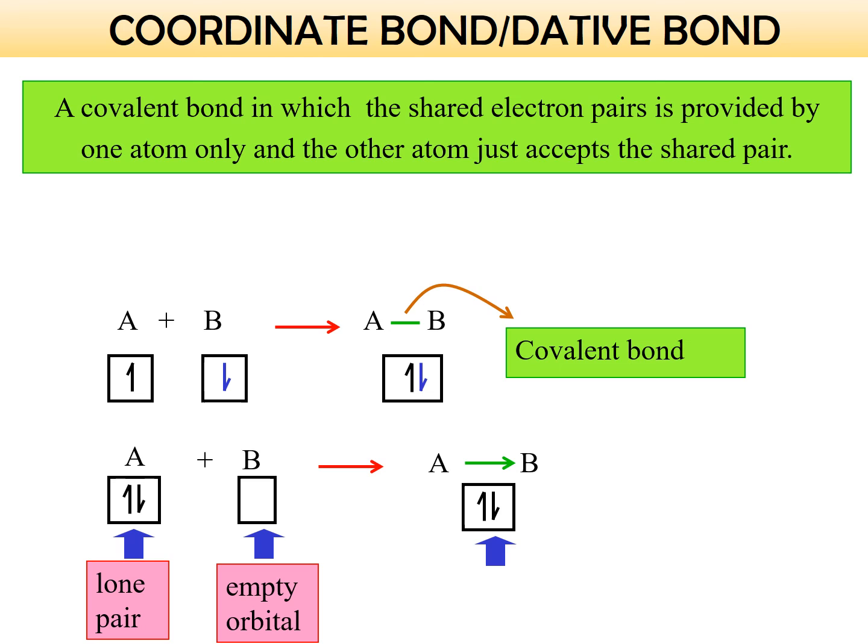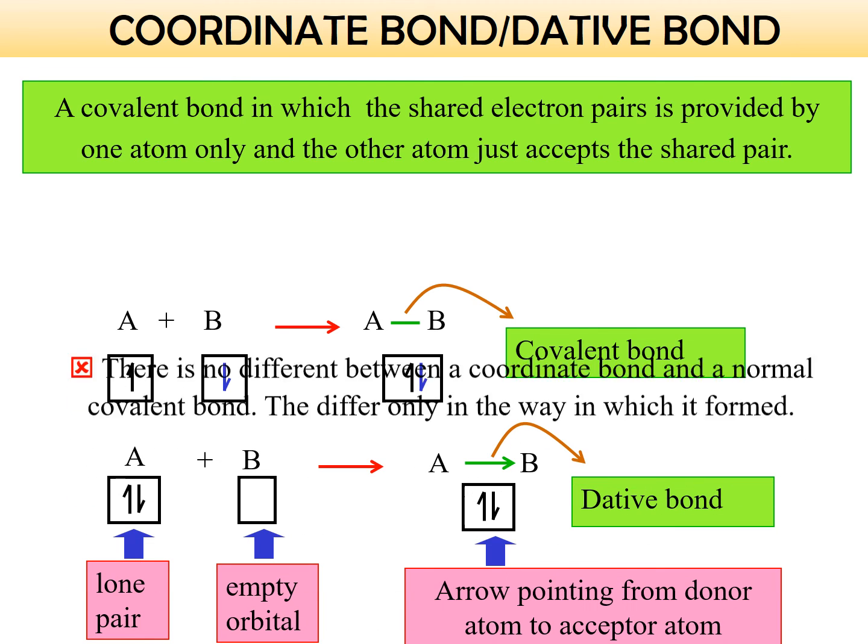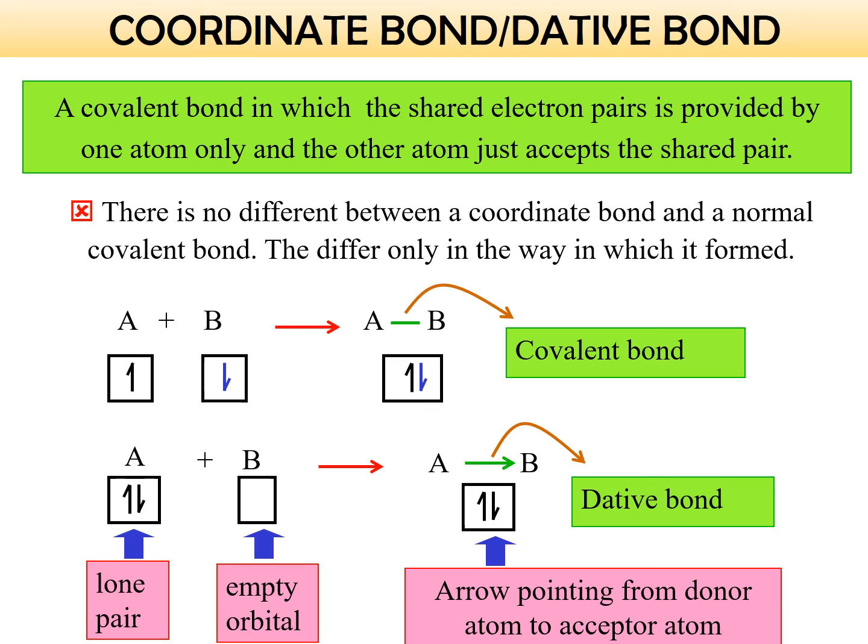The atom that provides the electrons is termed the donor and the other, which takes the electron pair, is called the acceptor. A dative bond is represented by an arrowhead that points from the donor atom to the acceptor. So, there is no difference between a coordinate bond and a normal covalent bond. They differ only in the way in which they form.